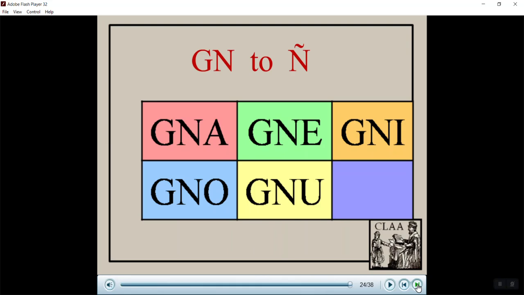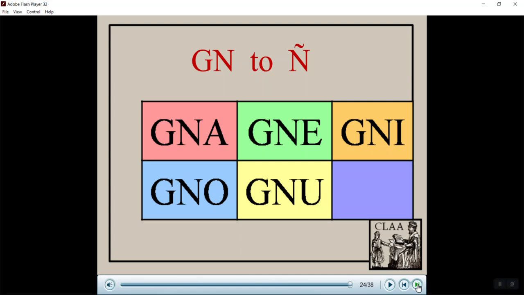The fifth change in Church Latin is found when the letters G and N are side by side. Any time we find the letters G and N together, we read them with a sound that's called enye. The sound enye is simply nya. Anytime the letters G and N are read together in Church Latin, we read nya.